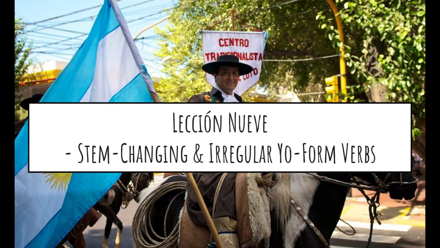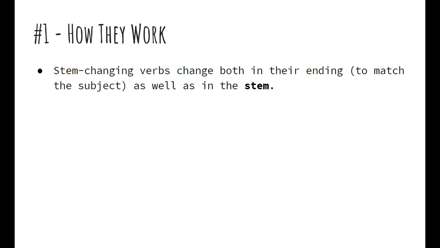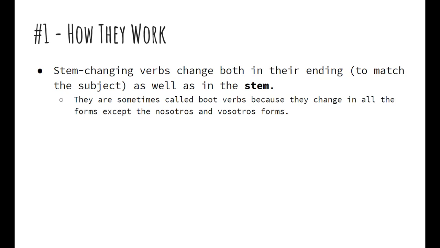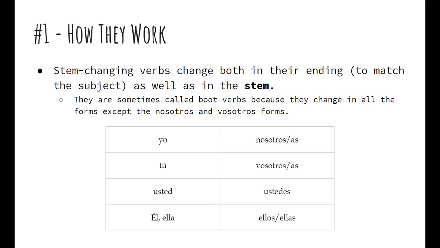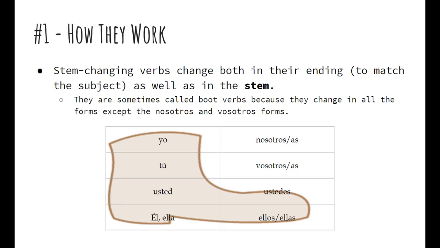Hola, vamos a aprender sobre lección 9, stem changing and irregular yo form verbs. So how they work. Stem changing verbs change both in their ending, to match the subject, as well as in the stem. They're sometimes called boot verbs because they change in all the forms except the nosotros and vosotros forms, and it's often described to look like a boot.